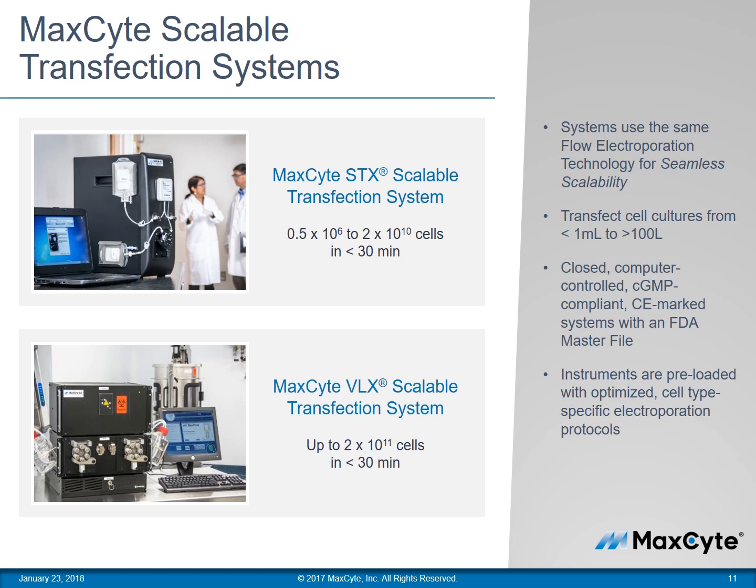Our VLX instrument can process 1 liter of concentrated cells or up to 200 billion cells in a single transfection run. I also want to point out that all transfections take place in sterile single-use chambers called processing assemblies. We have different sizes of processing assemblies to accommodate different numbers of cells.